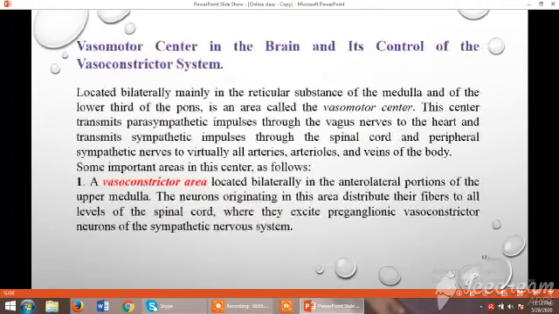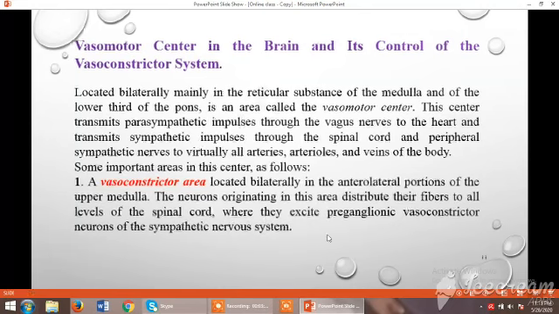Now move on, you will see. This is the vasoconstrictor area, located bilaterally in the anterolateral portions of the upper medulla. Remember, it is in the upper medulla, and the neurons originating in this area distribute their fibers to all the levels of the spinal cord, where they excite preganglionic vasoconstrictor neurons of the sympathetic nervous system.